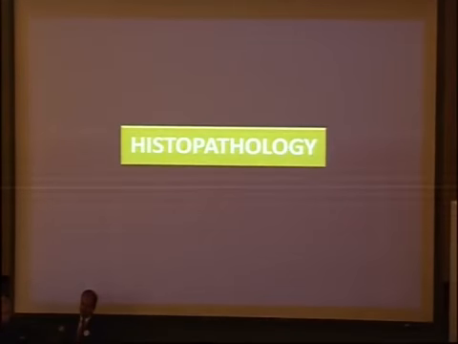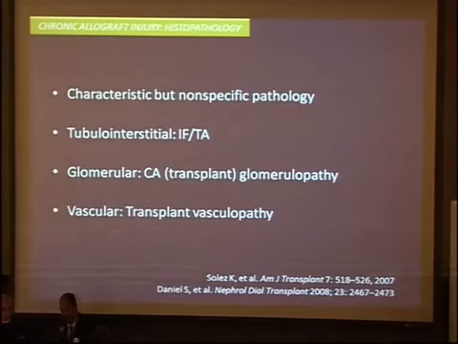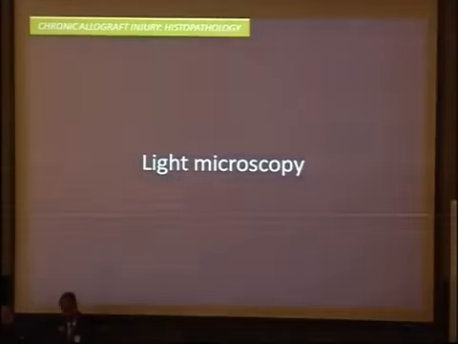Chronic allograft injury is associated with histopathologic findings, and in fact, these findings predate clinical manifestations. By the time creatinine is going up, we are too late, and usually histopathologic findings are so severe to be reversed. There is some characteristic but non-specific pathology, and chronic allograft injury affects the whole spectrum of kidney tissue: tubular tissue, glomeruli, and blood vessels.